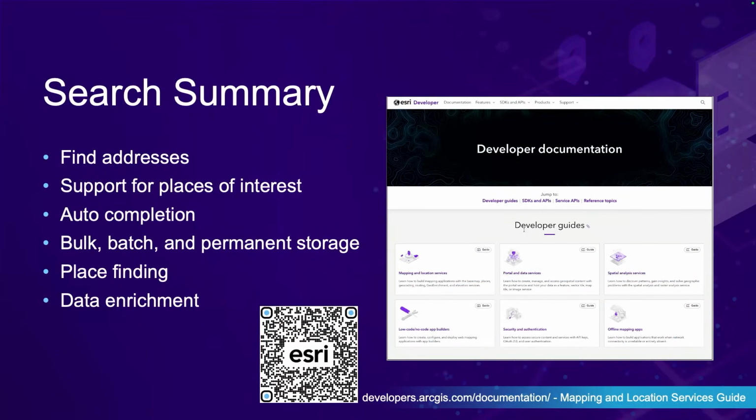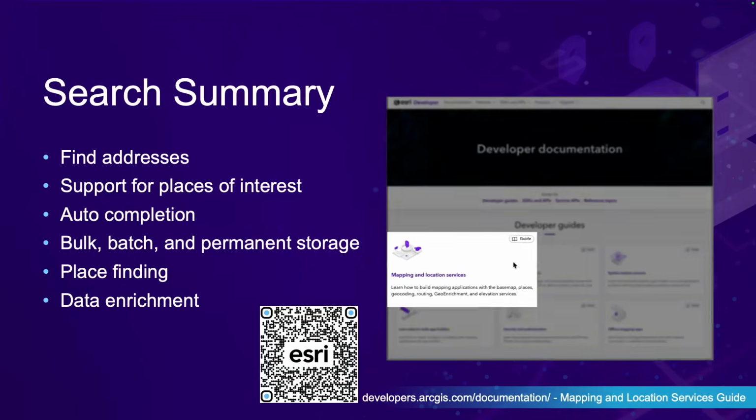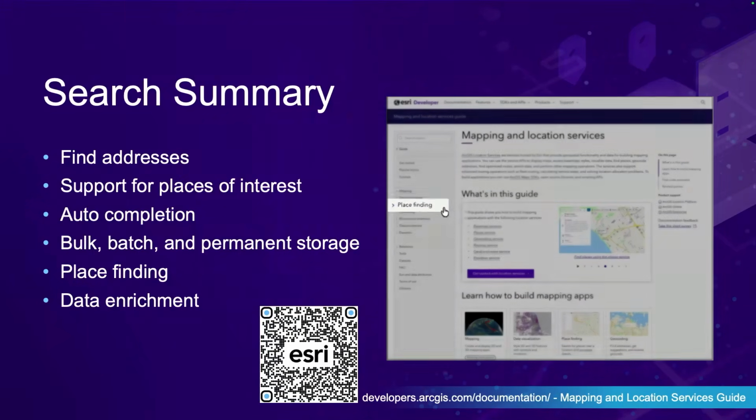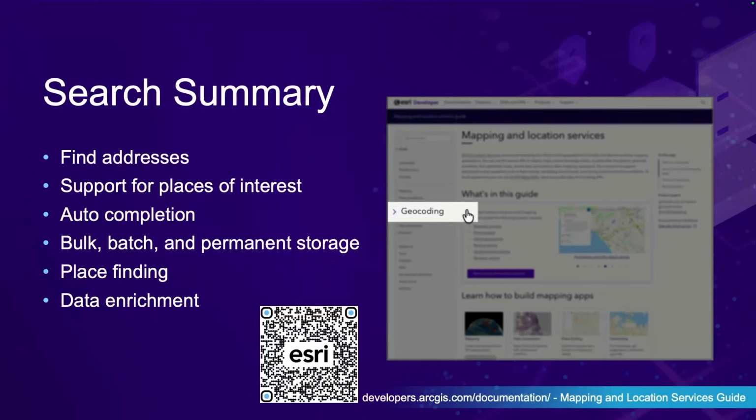Thanks, Raul. Those are some great-looking demos. So here's a summary of what we covered with search. There's a robust API with multiple options and support for interactivity and support for large volume processing. And all of this built on top of authoritative data. If you'd like to know more about building mapping applications with the geocoding, places, or GeoEnrichment services, be sure to check out the Mapping and Location Services Developer Guide on the Esri Developer website.